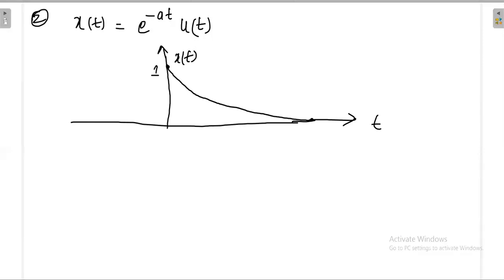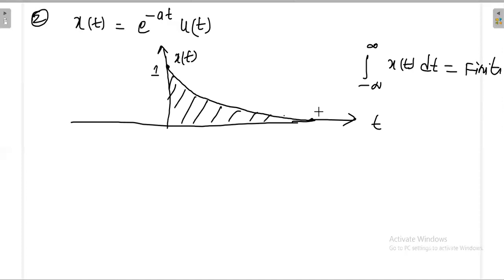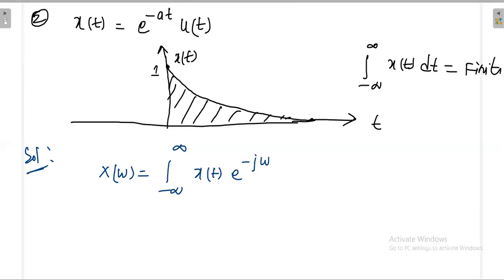So once we take the integration from minus infinity to plus infinity of x of t dt, definitely this will be finite. That means the area under this curve is finite, so this is absolutely integrable. So we can take the Fourier transform. X of omega is equal to the integral from minus infinity to plus infinity of x of t e power minus j omega t dt, where x of t is equal to e power minus at.